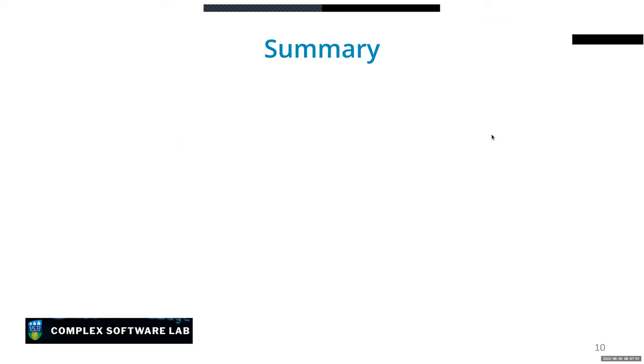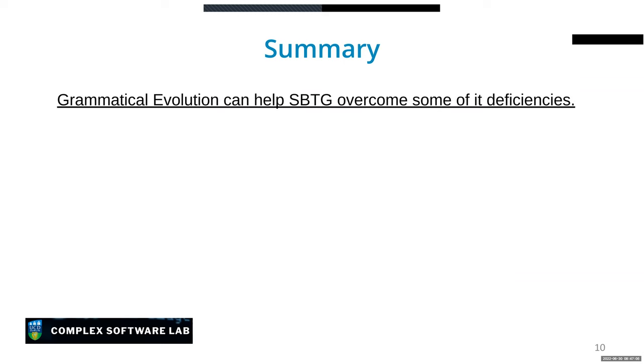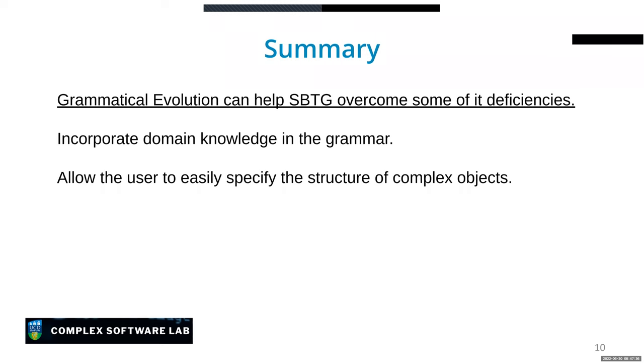So to sum up, we said that grammatical evolution could potentially help search-based test generation overcome some of the deficiencies that we've highlighted. The first is incorporating domain knowledge in the grammar, to exploit any dependencies that we know between variables. If there's a certain subspace of the entire search space we want to look at, we can easily allow the user, by changing the grammar, to focus the search on that area. Second, the user can easily specify complex objects by just changing the grammar. They can specify the structure of the things they want to create, and this can be as general or specific as they want.